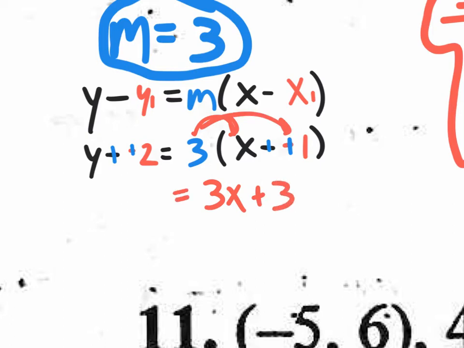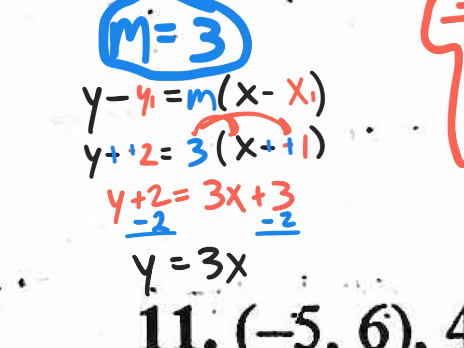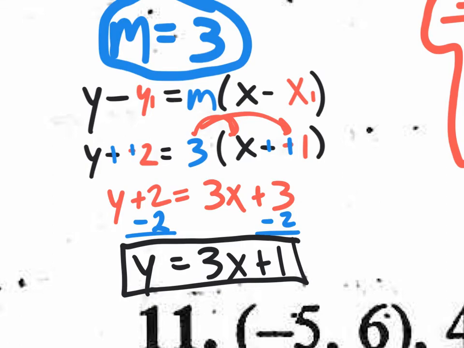Bring down the equal sign, bring down the y, the plus, the 2. And all you need to do for your final step to get it in slope-intercept form is to get rid of that positive 2 by subtracting 2. What you do to one side, you do to the other side. So your final answer will be y equals 3x plus 1. That is your slope-intercept form equation of that problem.